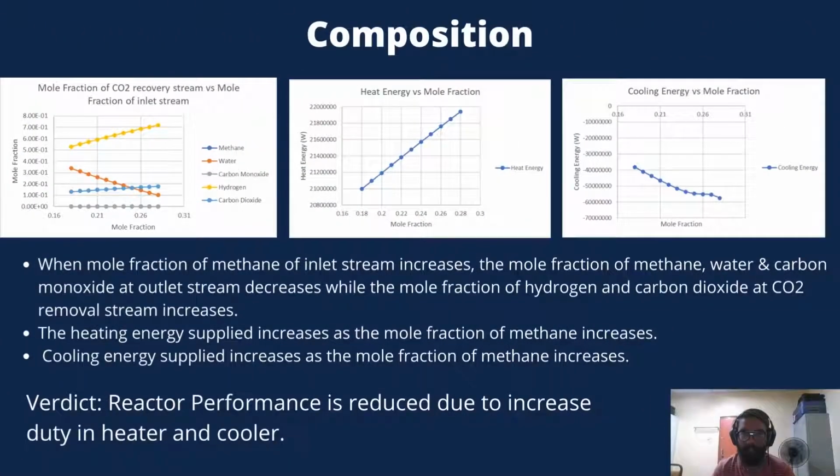As for the final independent variable, which is the composition of methane in the inlet stream. When mole fraction of methane of inlet stream increases, the mole fraction of methane, water, and carbon monoxide at outlet stream decreases, while mole fraction of hydrogen and carbon dioxide at CO2 removal stream increases. The heating energy supplied increases as the mole fraction of methane increases, and also the cooling energy supplied increases as the mole fraction of methane increases. To conclude, reactor performance is reduced due to increased duty in heater and cooler.